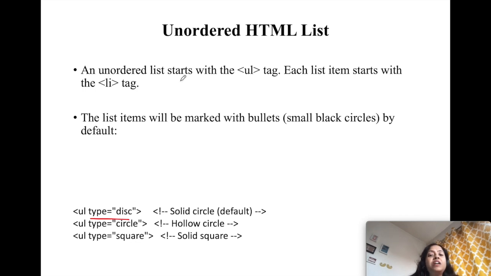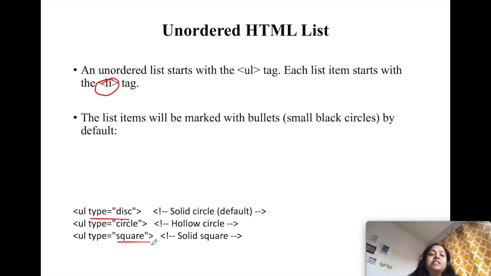So an unordered list starts with the UL tag. Why UL? Because it is an unordered list. Each list item again is the LI tag, that is list item. Now, UL type equal to disc, if I write like this, it will be a small solid circle. If you write circle, it will be a hollow circle. If you write square, it will be a solid square.